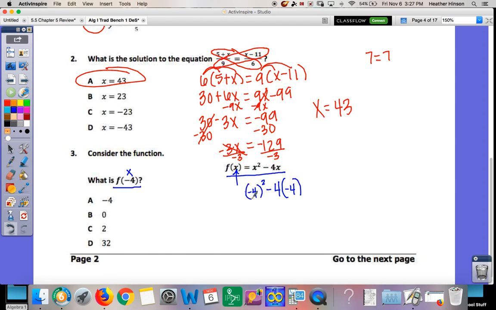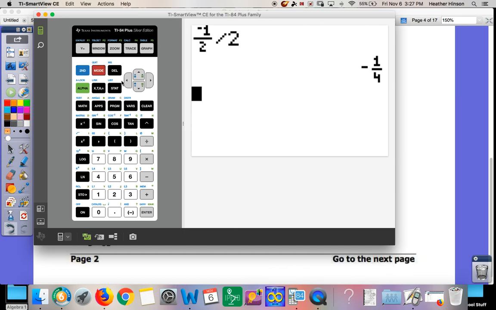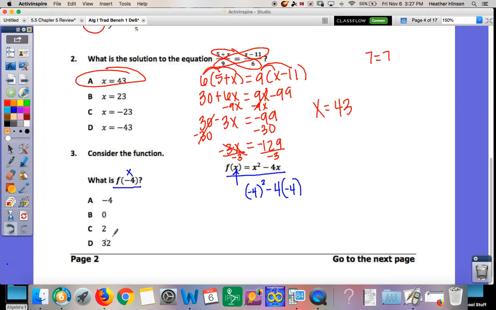If you don't put this negative 4 squared in parentheses, you're going to get the wrong answer. So when you plug it in to your calculator, again, you have to put it in parentheses. Negative 4, close your parenthesis, then square it. Minus 4 times negative 4. So 32. So D.